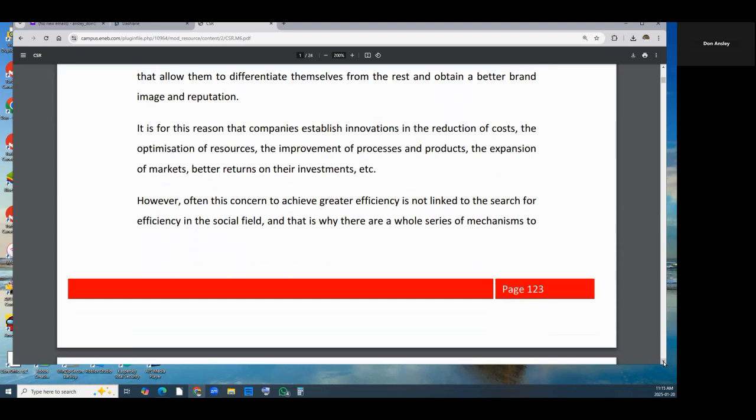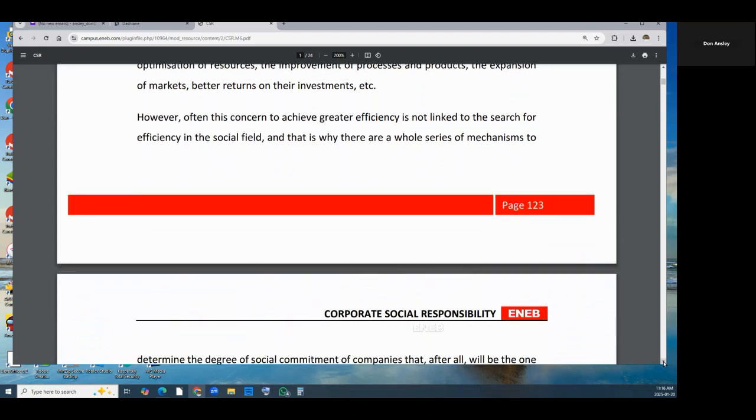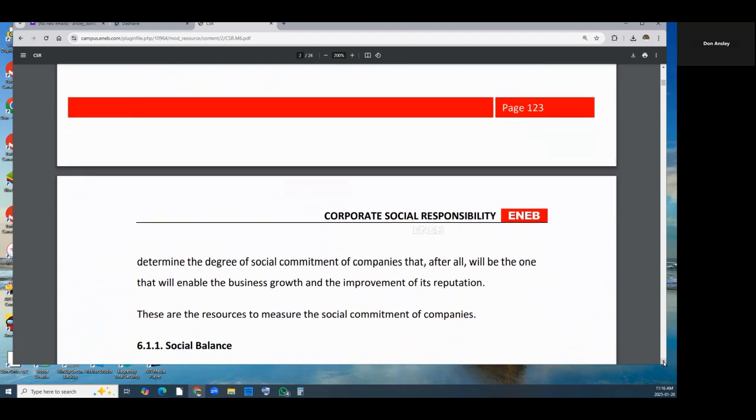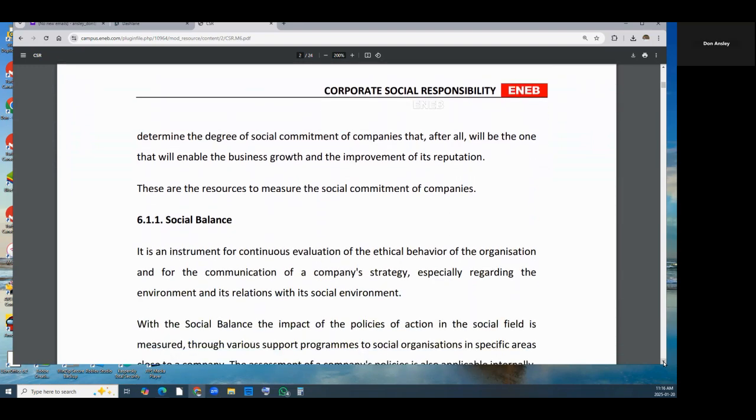However, often this concern to achieve greater efficiency is not linked to the search for efficiency in the social field, and that is why there are a whole series of mechanisms that determine the degree of social commitment of companies that, after all, will be the one that will enable the business growth and improvement of its reputation. These are the resources to measure the social commitment of companies.